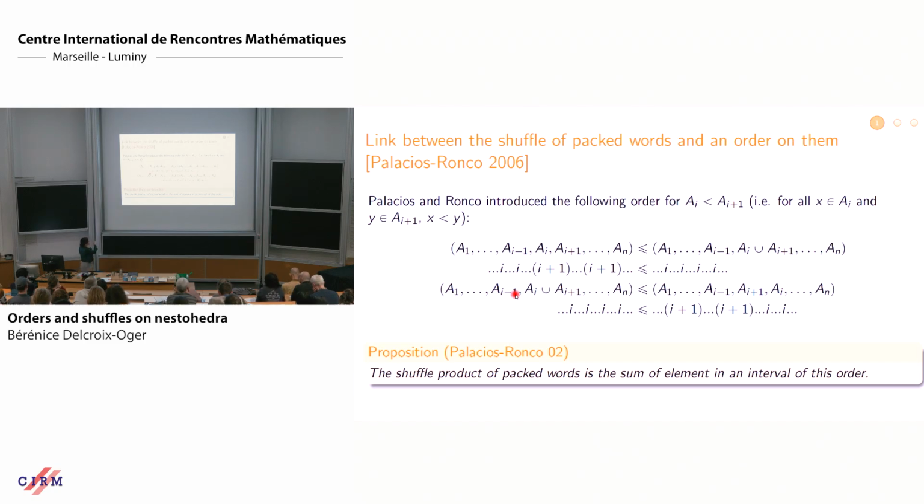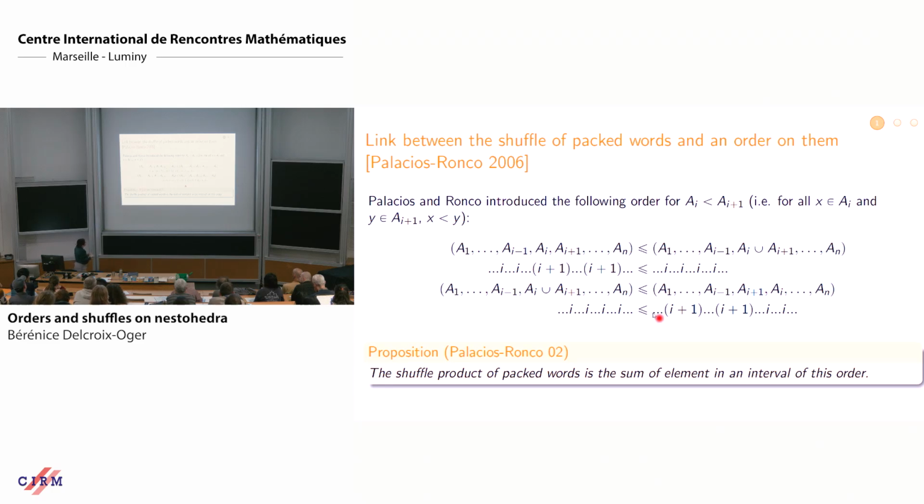So it means that you have some i in your word, and there are all the letters i, and then just after there are all the letters i plus 1. There are no shuffles between i and i plus 1. So you have all the i, and then all the i plus 1. And if you have this configuration, then this packed word is smaller than the packed word obtained by shifting the i plus 1 to i.